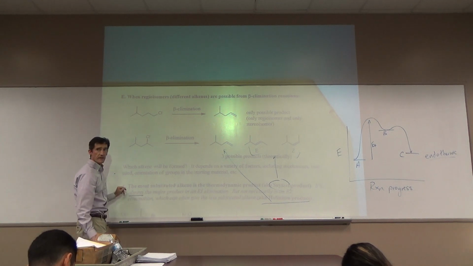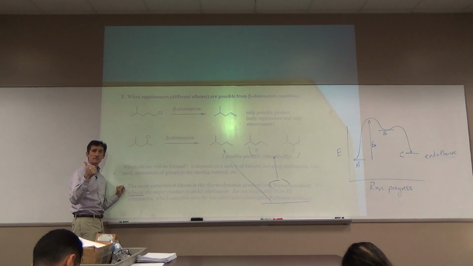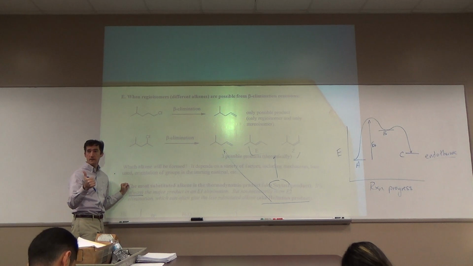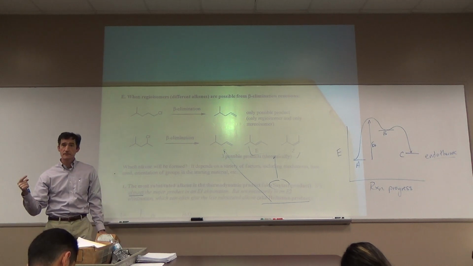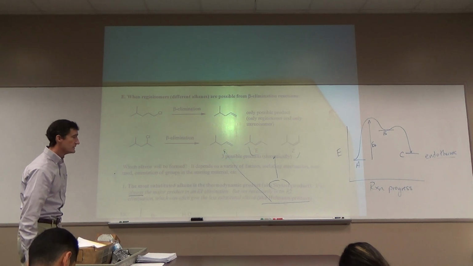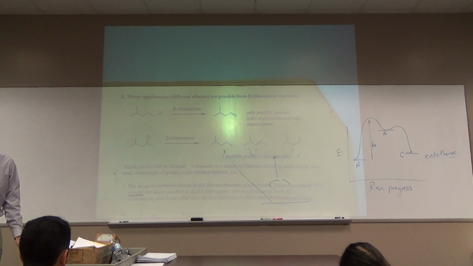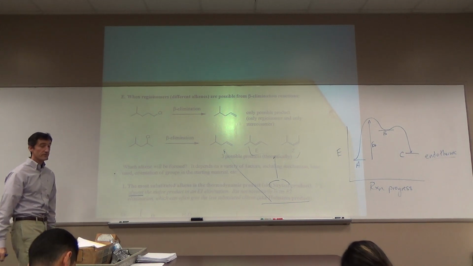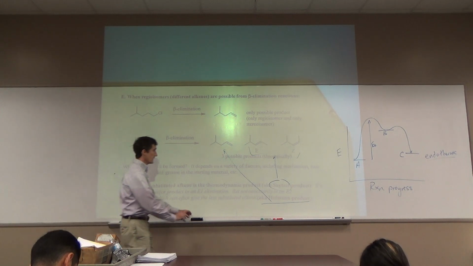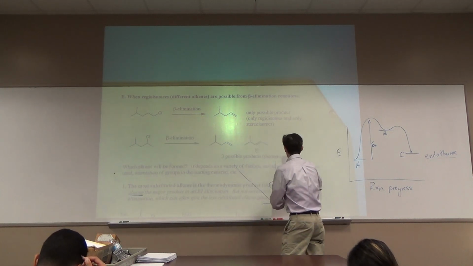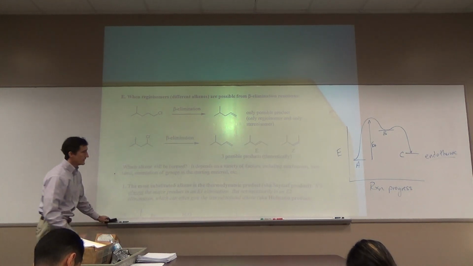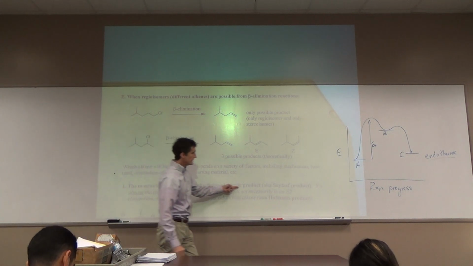So what did we just say here? E1 always gives which product? Zaitsev, which is the most substituted alkene. E2 gives which one? It can give either one as the major product. E2, we're going to have to look at some unique things. E1, always Zaitsev.